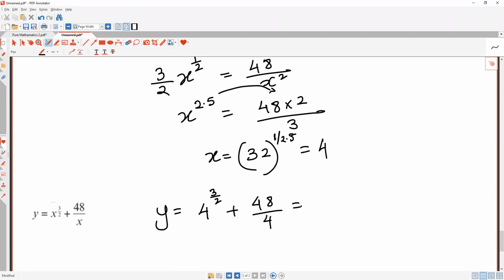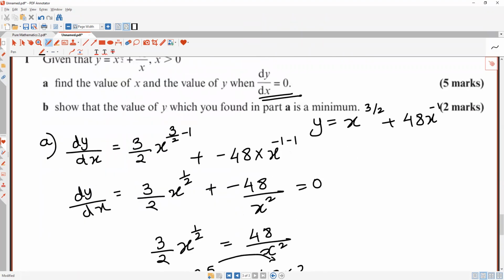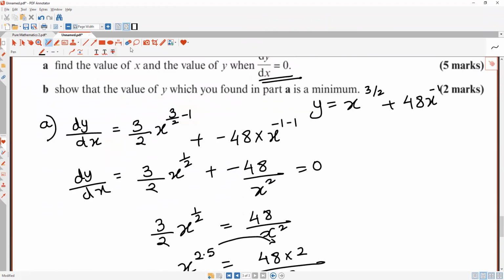4 raised to 3 by 2, that is 8. 8 plus 12, so that is 20. So y is 20. I hope everybody got y as 20. Fine. Then they are asking us to show that the value of y which you found is a minimum. So whatever I differentiated here, I have to differentiate that again. So let me choose this part, the lasso part.